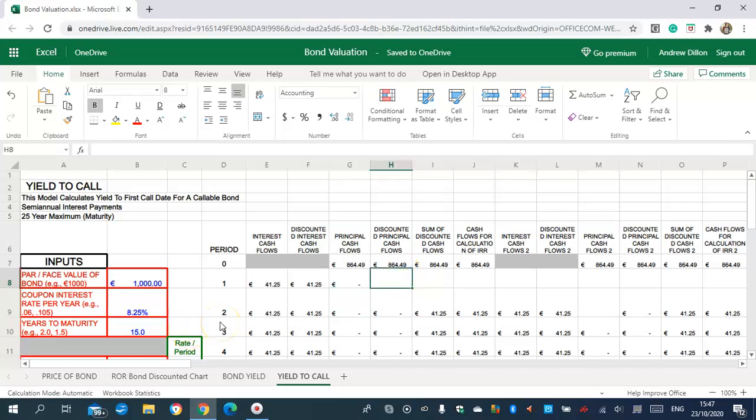Unfortunately, I'm out of time, so I'll continue and calculate discount and principal cash flows and get as much as I can in the next video to finish off the yield to call sheet. So I'm nearly finished the bond valuation spreadsheet. It has been very good so far.